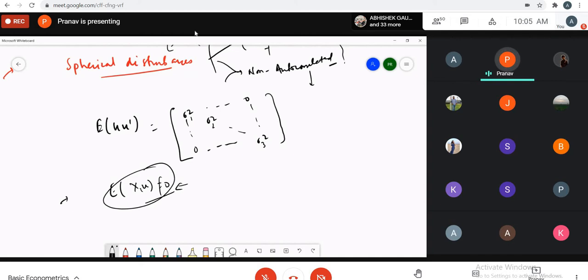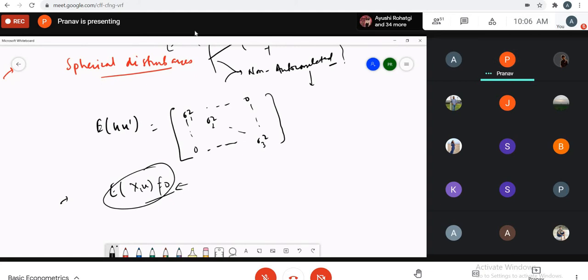So as far as the specification errors concerned with the residuals are concerned, these are the three possible specification errors that we might encounter when we run an OLS method or OLS estimation.